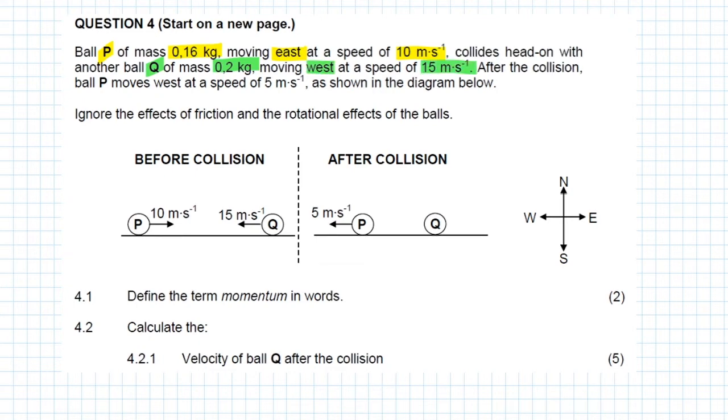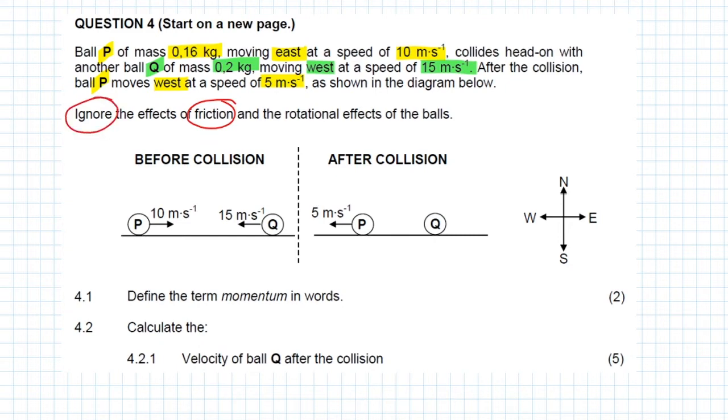After the collision, ball P moves west at a speed of 5 meters per second as shown in the diagram below. Ignore the effect of friction and the rotational effect of the ball. So we are being told to ignore the effect of friction because friction, remember, is an external force. And in order for us to apply the principle of conservation of linear momentum, all external forces need to be ignored or should be zero, as in this case.